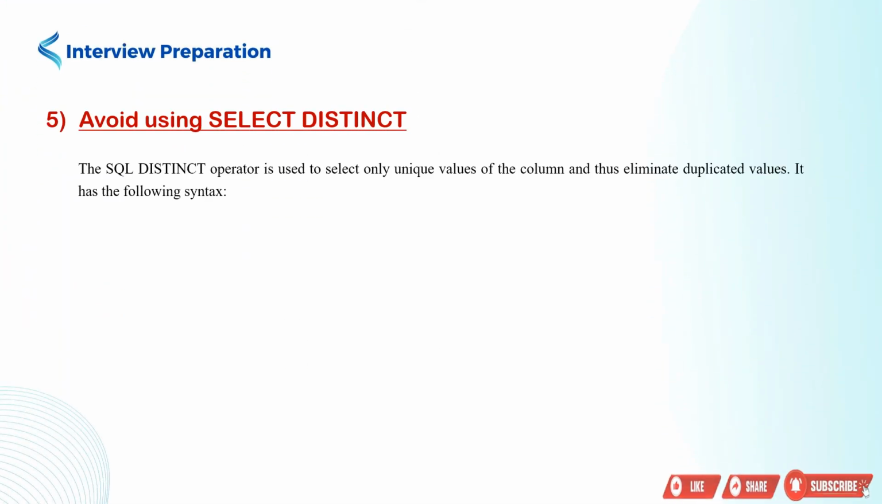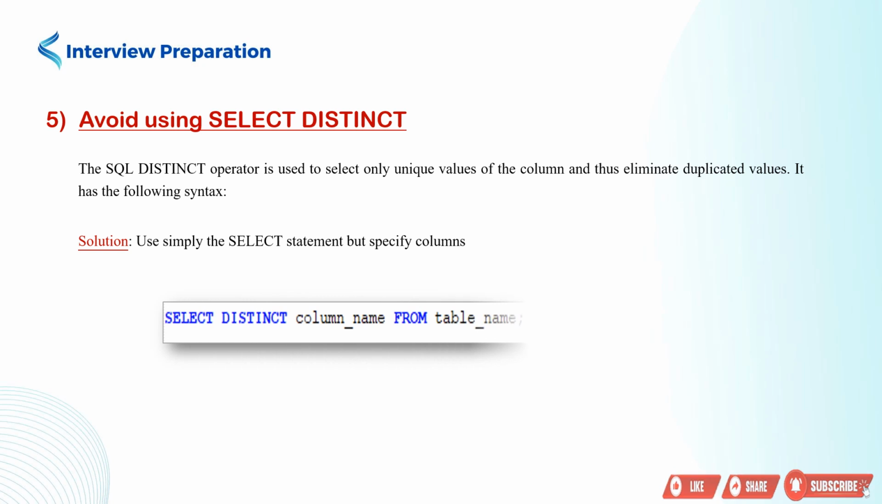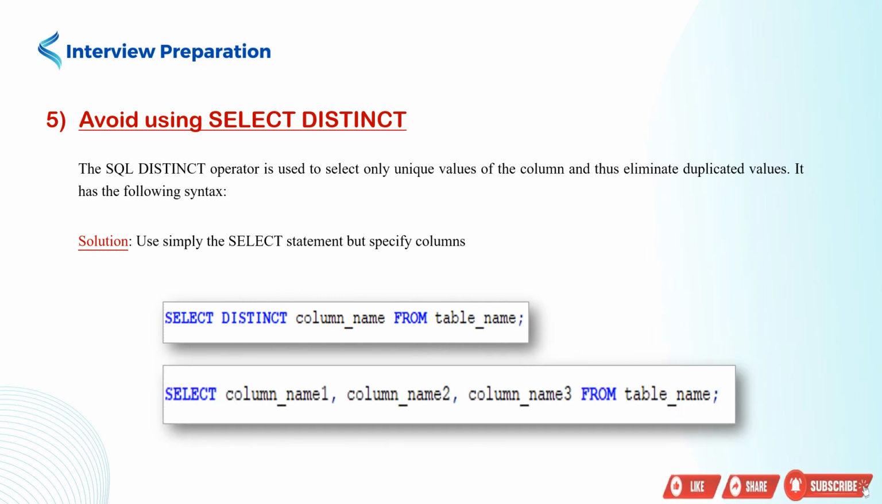Next is, we should avoid using SELECT DISTINCT in any statement. The SQL DISTINCT operator is used to select only unique values of the column and thus eliminate duplicated values. DISTINCT makes the query run slowly. So instead of DISTINCT, we should use a select statement and specify all the columns that can make the result unique.